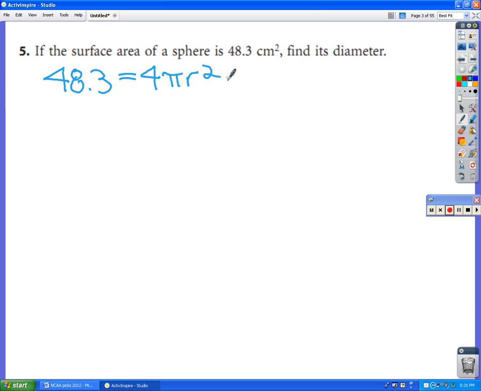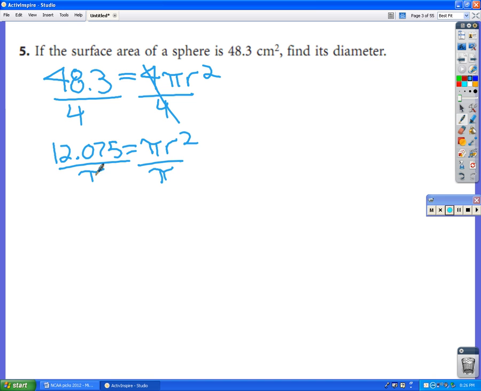So in order to solve this for r, the first thing I'm going to do is divide both sides by 4. So these 4's cancel. 48.3 divided by 4 comes out to be 12.075. So that equals pi r squared. Now I'm going to get rid of the pi by dividing both sides by pi. So that works out to be about 3.844, and that equals our radius squared.